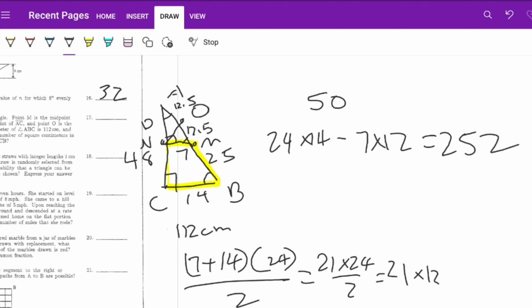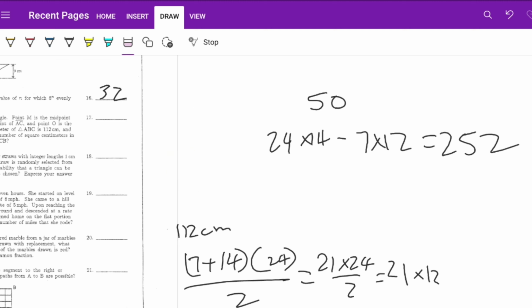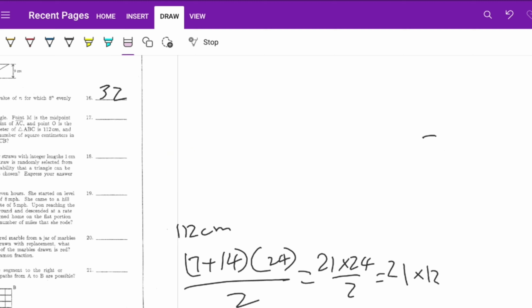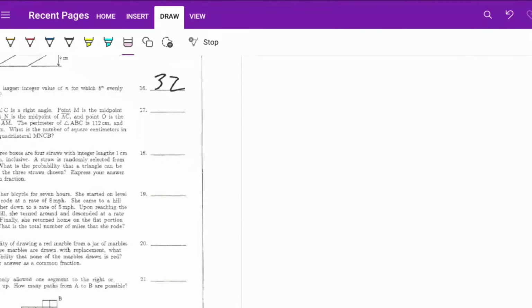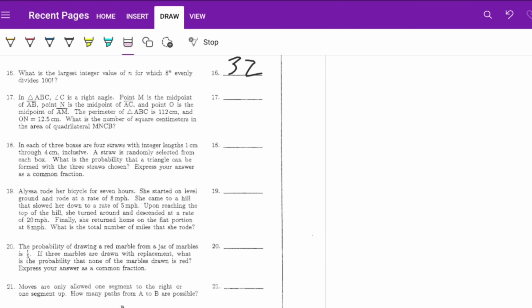So both ways we can find out that the answer gets us to 252, which means that we should be correct. But in an actual test, we wouldn't need to really double check our work that much if we're pretty confident that our first attempt is reasonable. And if we have time, you can go back and check. And so the answer to number 17 is 252.